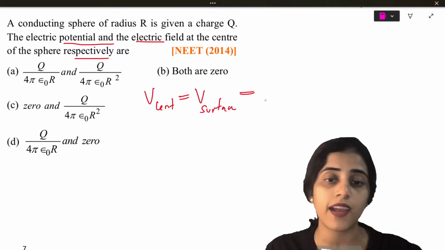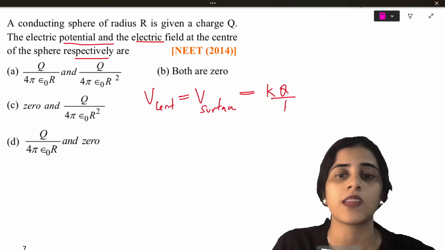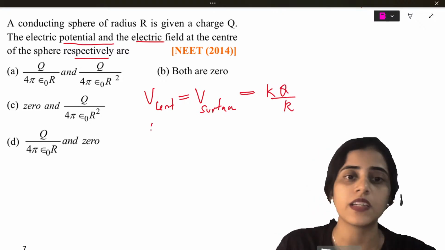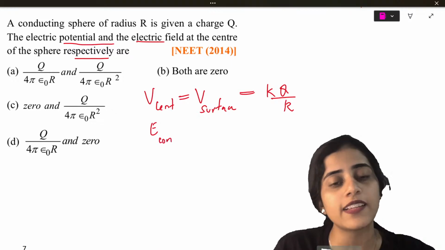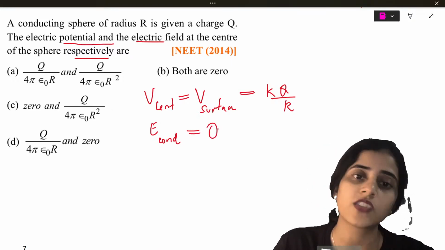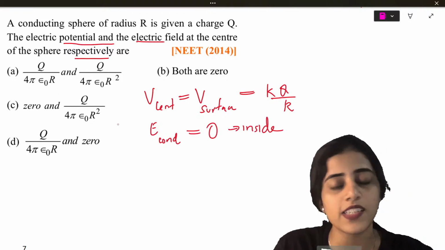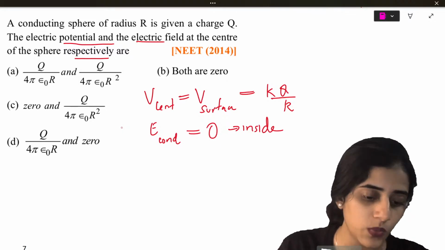So I'm not going to write 1 by 4 pi epsilon naught. I'll just put it as k. K q by r. Now, electric field inside a conductor. Electric field inside a conductor is always 0. These two things I have been teaching you for a long time now. So then what is the answer? Which option is it?